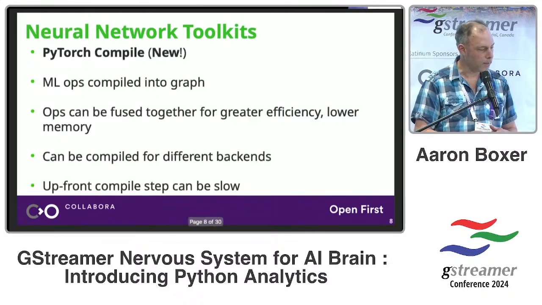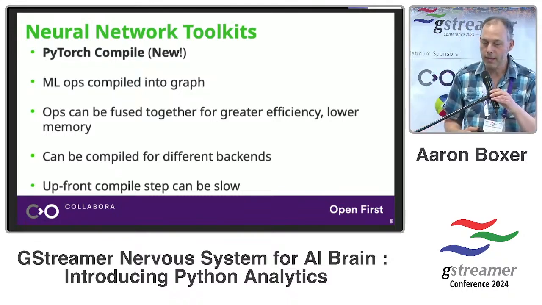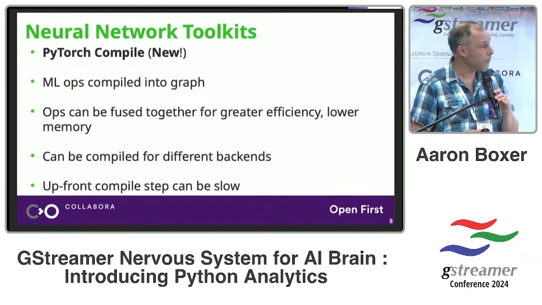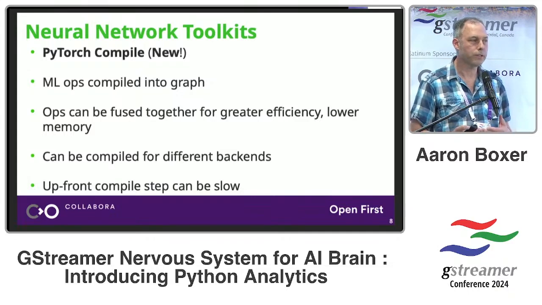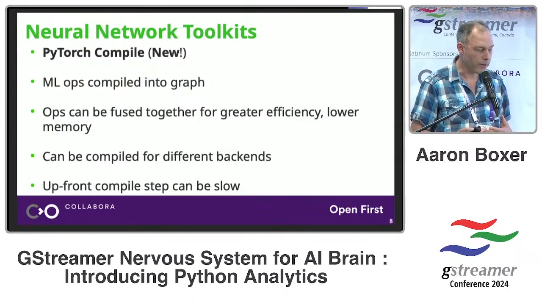So the new approach in PyTorch is called compile, and in this approach, you take all the operations and you compile them into a graph. And when you do that, the ops can be fused together to reduce redundancy and save memory. In the end, these ops get turned into kernels that go into the GPU. And so you can combine 5 kernels into one. That's a much better efficiency on the GPU. And you can also target different backends.